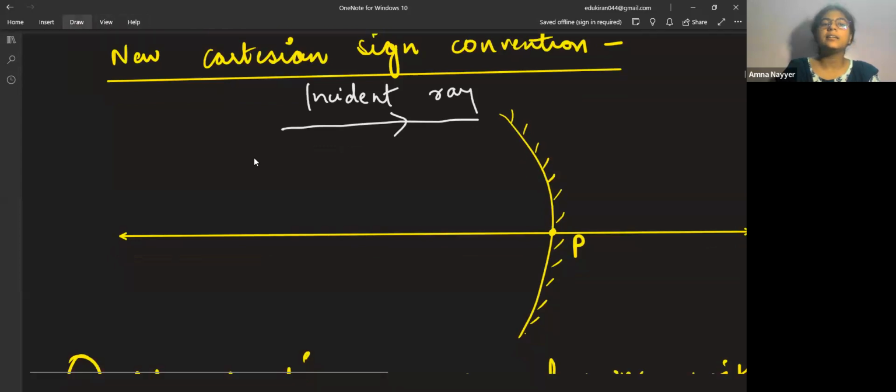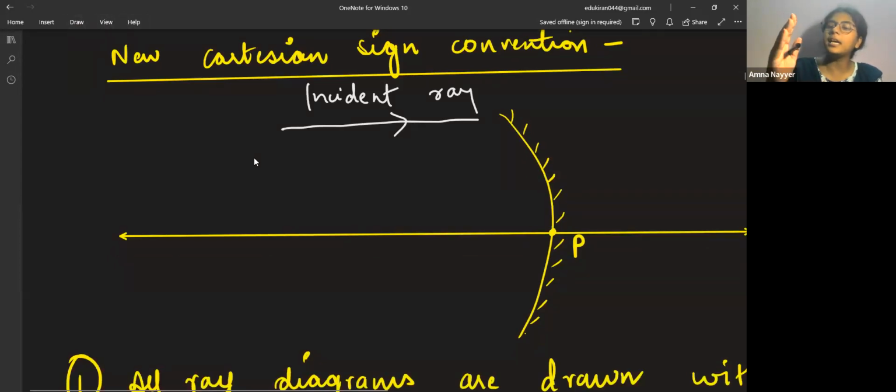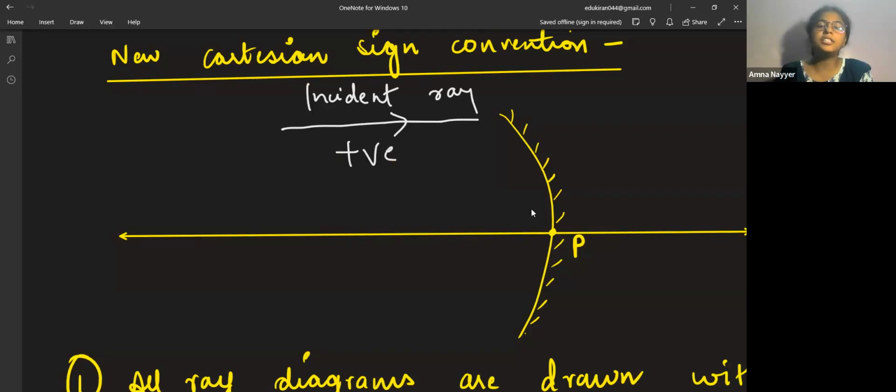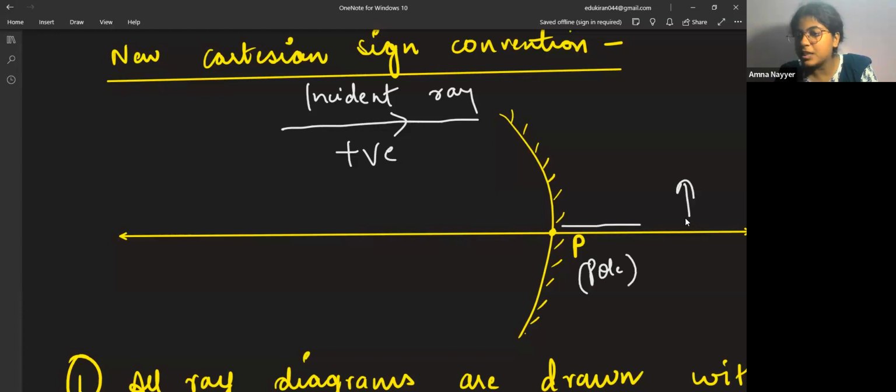See, the first method is that anything which is kept behind the mirror is taken as positive, and anything which is kept in front of the mirror, we take as negative. Now, the reason is that whenever we see any object or do the measurements for a mirror, I told you we have to choose the pole as the reference point. So if I'm putting something over here, from the pole I will go in this direction and measure.